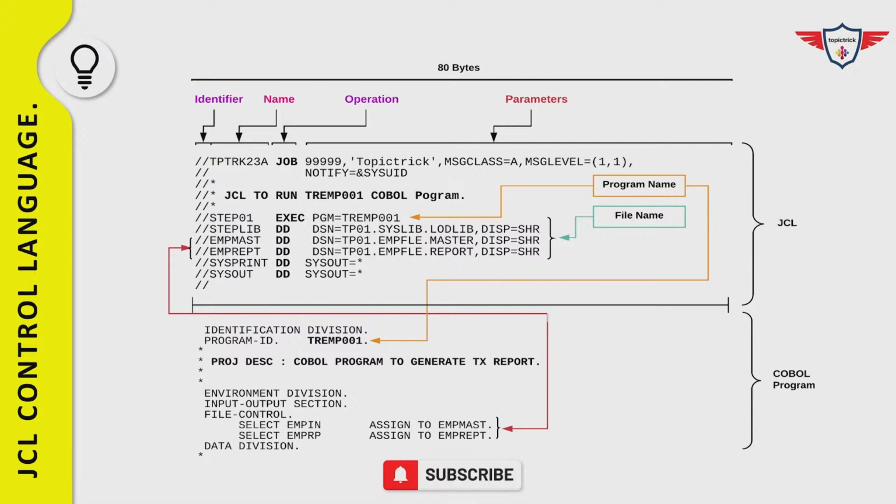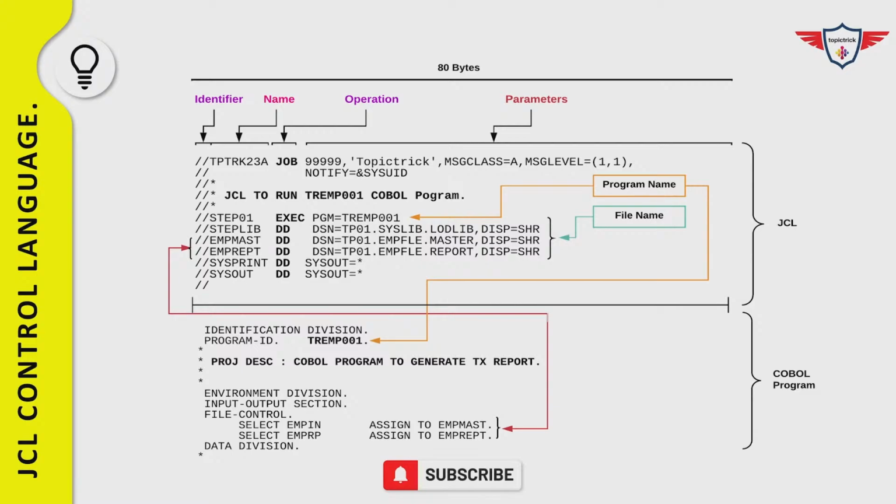The first two lines of the JCL are a job card. The job card is used to specify the information related to the job. The next three lines I've used as a comment, just to inform what exactly this JCL is doing. I've mentioned JCL to run TREMP001 COBOL program. After that you have an execute statement, which is the beginning of a step of that particular job. I've specified step name as STEP01, EXEC PGM equals TREMP001.